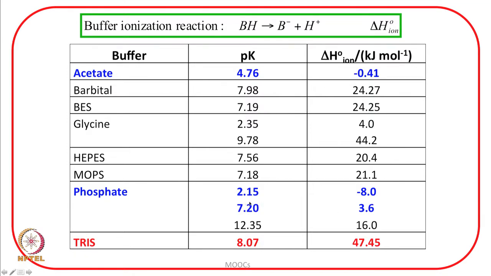At pH 2 or between this range, the enthalpy of ionization is minus 8 kilojoules per mole, and at pH 7.2 or around 7, the enthalpy of ionization is about 3.6 kilojoules per mole. These are low numbers, small numbers. Therefore, phosphate can be a good buffer in isothermal titration calorimetric experiments, which are to be done at pH 2 or pH 7.